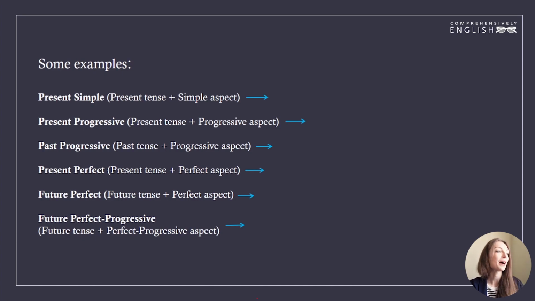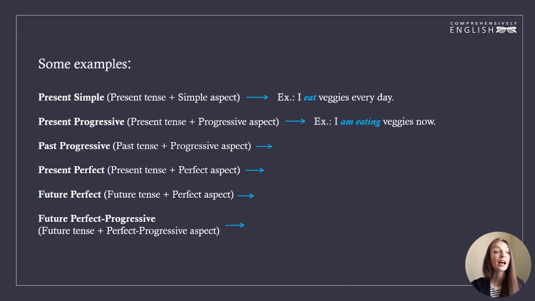Now here is the same table with formulas for each of these 12 grammatical tenses. Eventually, you'll have to learn all of these formulas by heart. Let's look at some examples. The present simple tense is the present tense plus the simple aspect. For example, I eat veggies every day. The present progressive grammatical tense is the present tense plus the progressive aspect. I am eating veggies now.